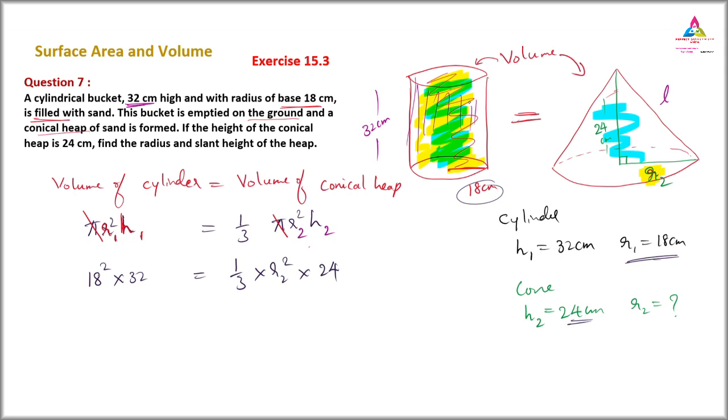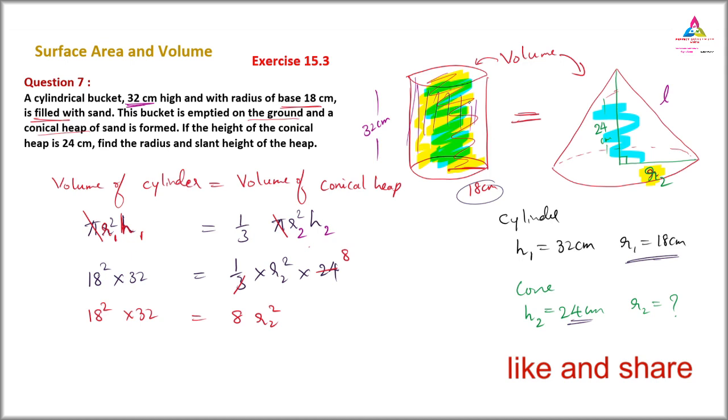18 square we have, so I will write 18 square as it is. Then 32 I will write as it is. This I will cancel with this: 3 1s are 3, 3 8s are 24. And now on the right hand side we have 8 into r2 square. Only that much is left. 8 into r2 square is what we have left.